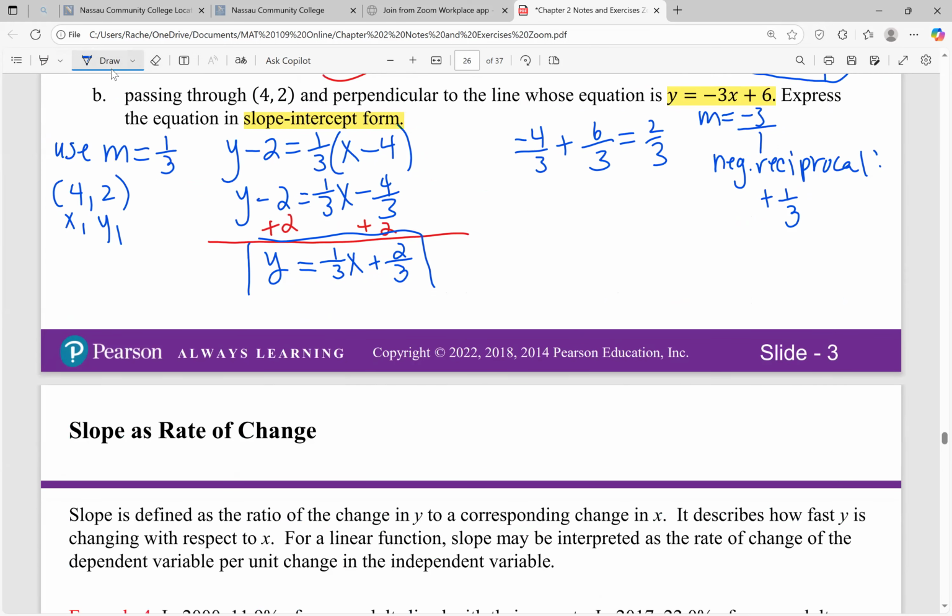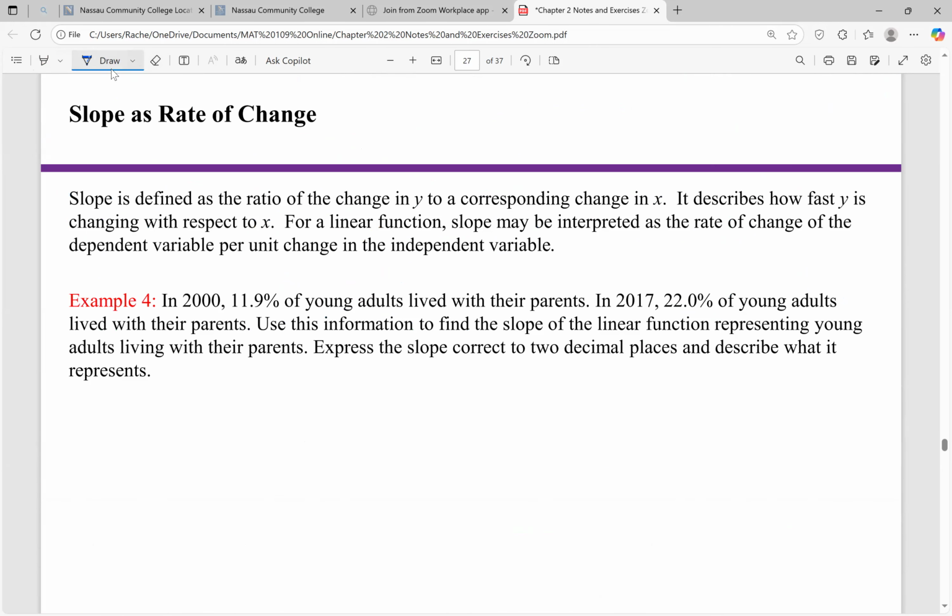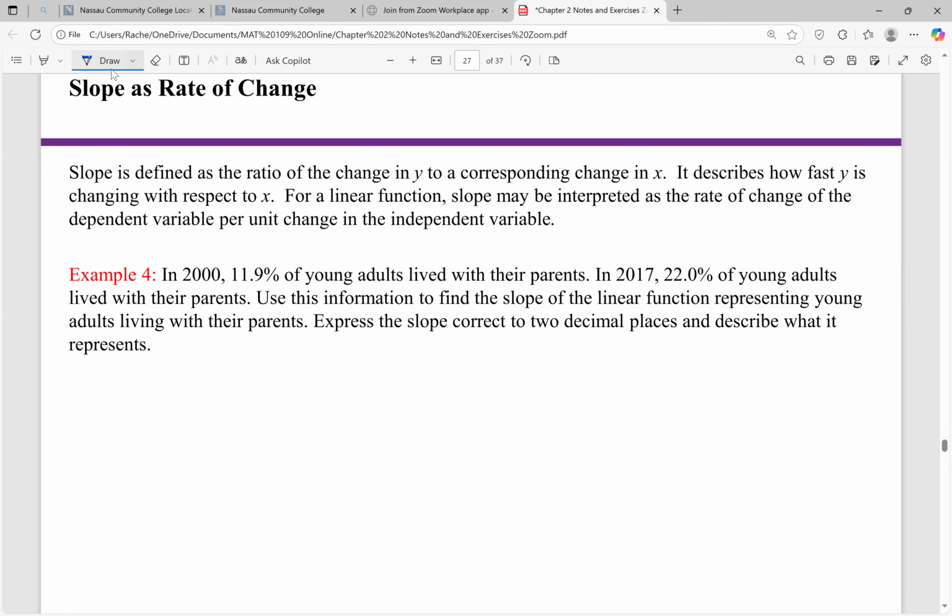The last thing that I want to do is let's interpret slope as rate of change. I know I've been stressing that since we started this chapter, that we have to think of slope as a rate of change, but let's put it in context. So we'll look at an application question. And just a reminder, slope is defined as the ratio of the change in y to a corresponding change in x. So it's a rate of change. It's describing how fast y is changing with respect to x.